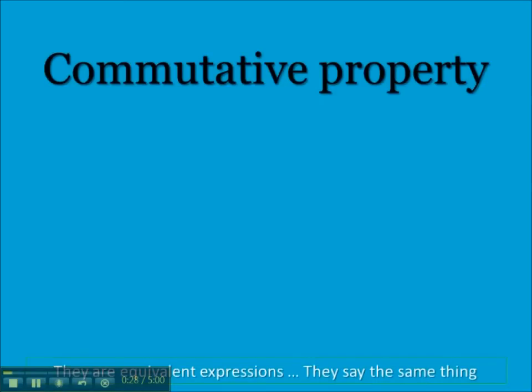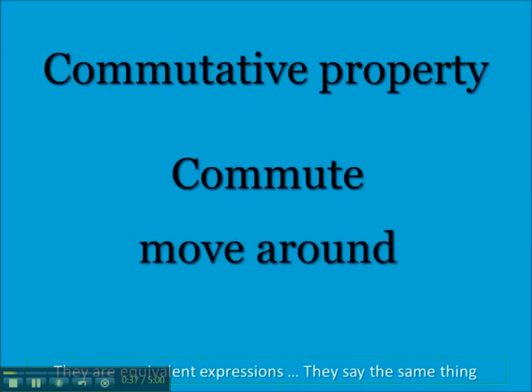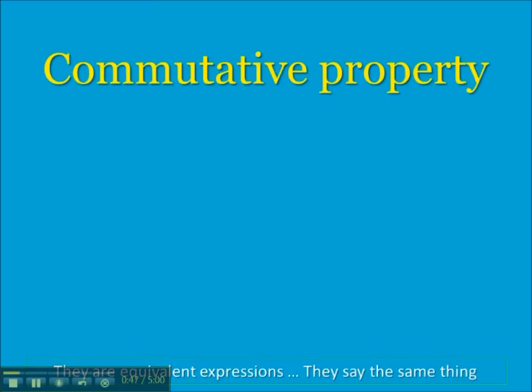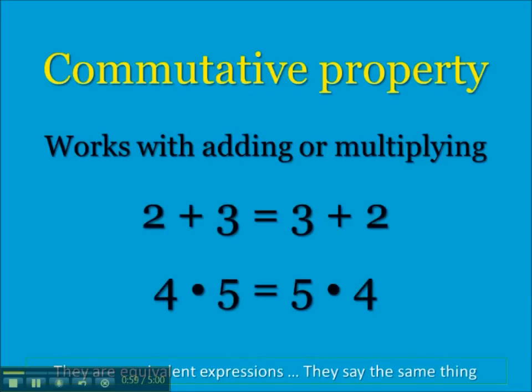Alright, the first thing we're going to talk about is the commutative property. The word commutative comes from the word commute, which means to move around. This basically means that you can move around different things in a multiplying or adding problem and get the same answer. Remember, the commutative property only works with adding or multiplying. This says that 2 plus 3 is the same as 3 plus 2. Or that 4 times 5 is the same as 5 times 4.